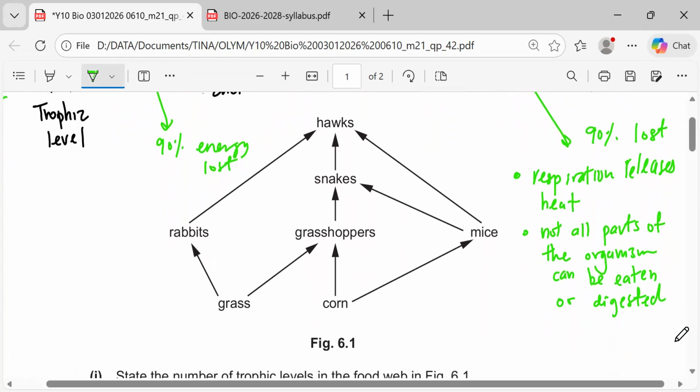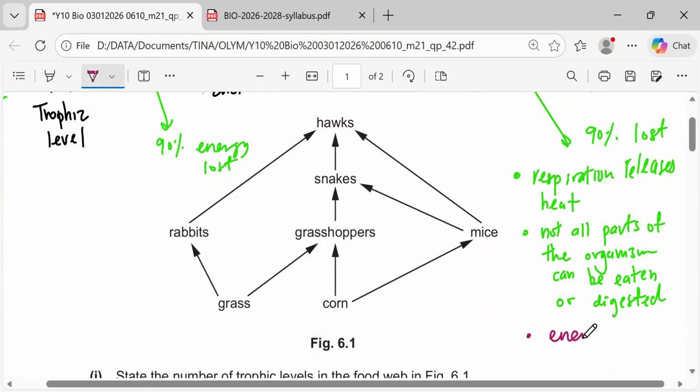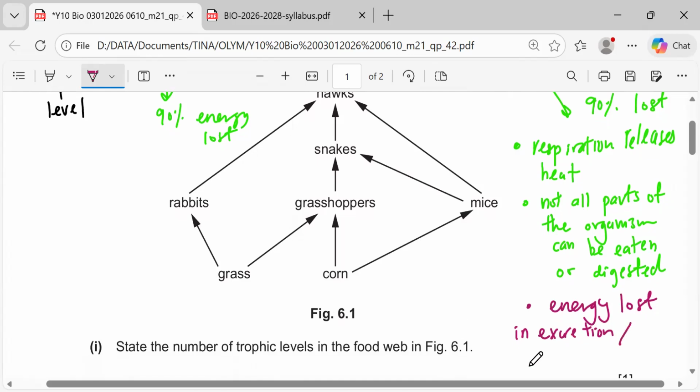Now, what else uses energy? Energy is lost in excretion. In the urine, there's energy. In excretion, in movement, all of this uses energy.